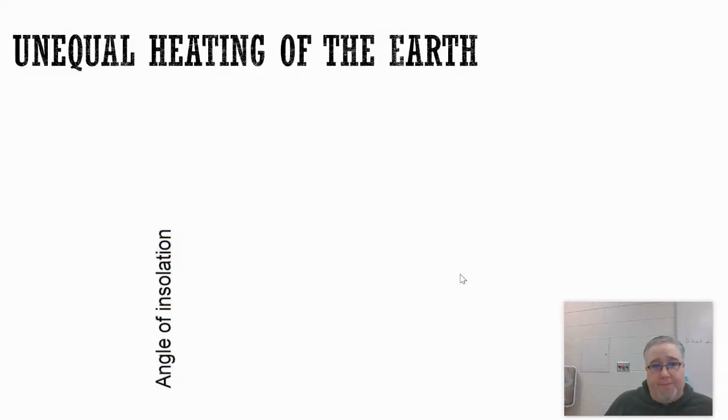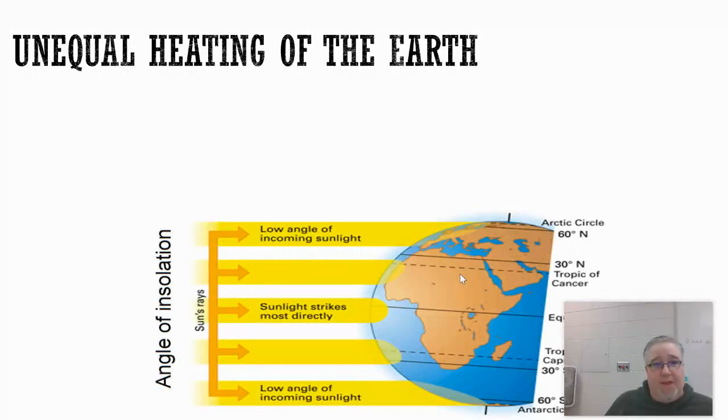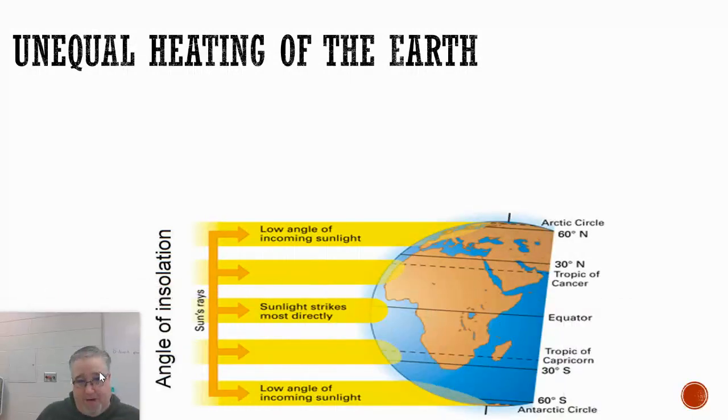All right. Now, the other thing that I want to talk about today that really has an impact on climate is the unequal heating of the earth. So, for example, here's our earth, right? And the sun's over here somewhere. Let's say we're in an equinox, the spring equinox or the March equinox. So the sun would be directly over the equator. And we know at different times of the year, it's at different places. But during an equinox, it's directly over the equator.